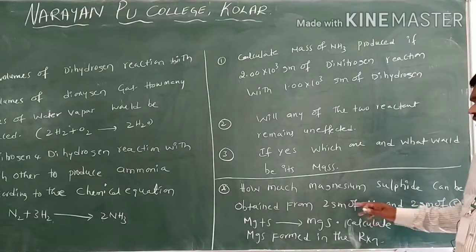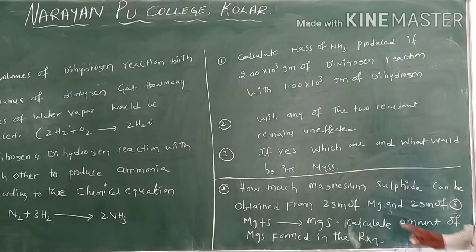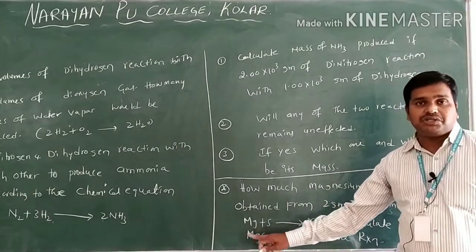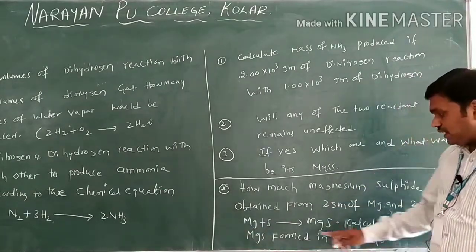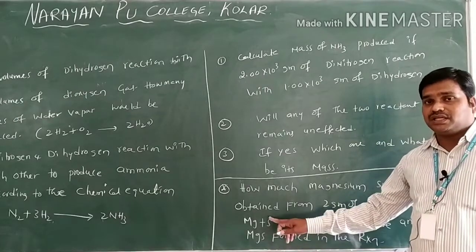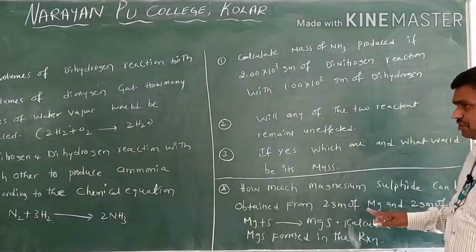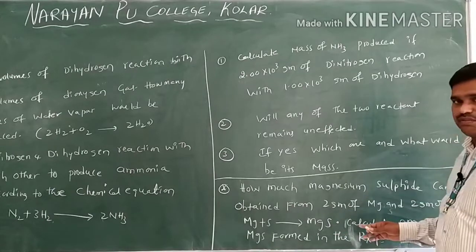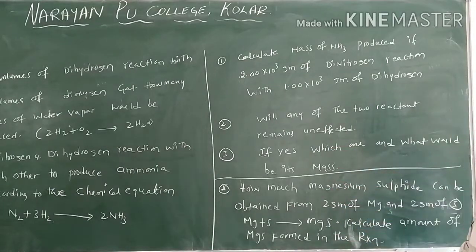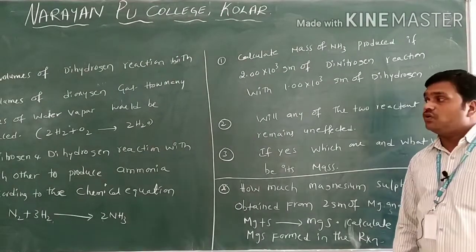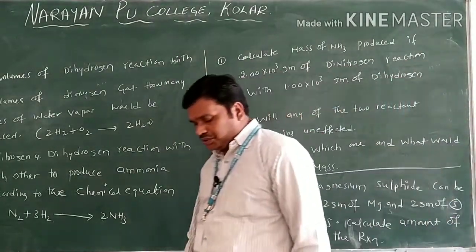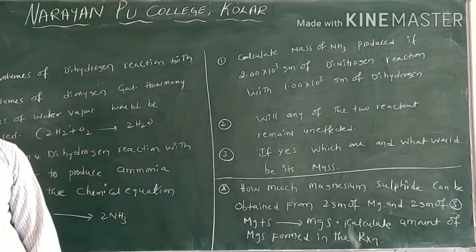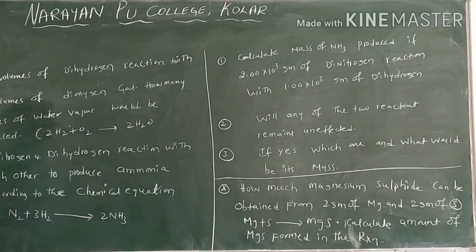Grams are given. Convert them into number of moles. What is the atomic weight of magnesium? That is 24. And what is the atomic weight of sulfur? That is 32. We can convert them into number of moles by using these atomic weights. By using that number of moles, you can identify how many moles of magnesium sulfide formed in the reaction. Take this as homework, and you can solve this question. So these are examples related to limiting reagent calculations.